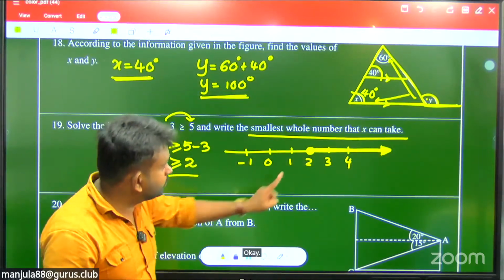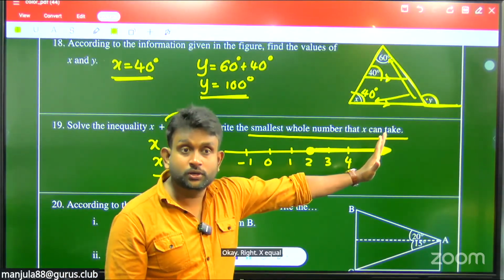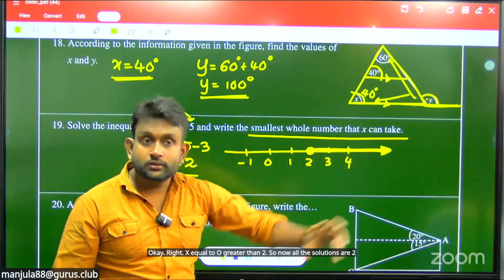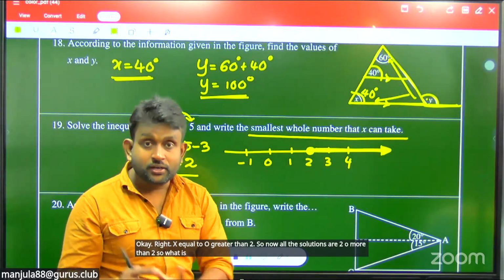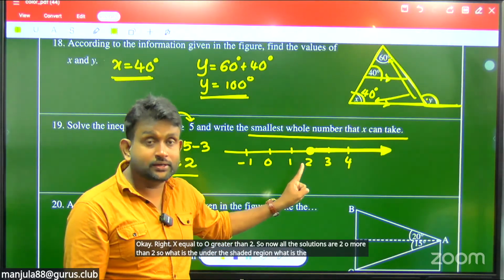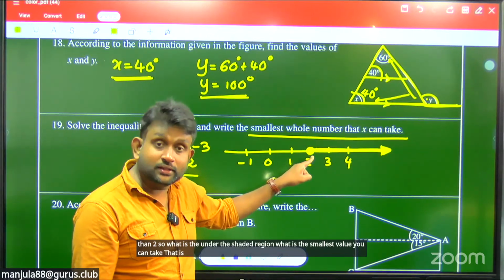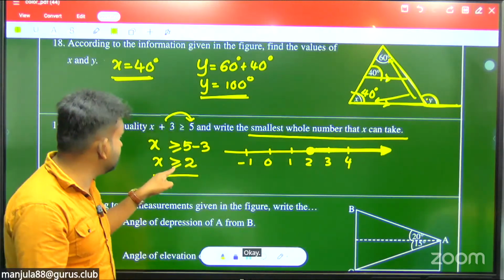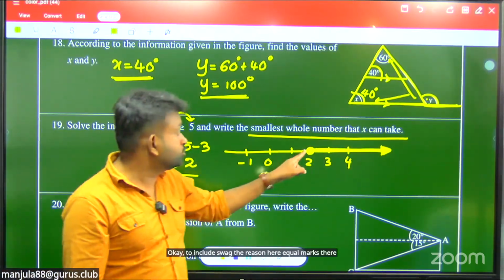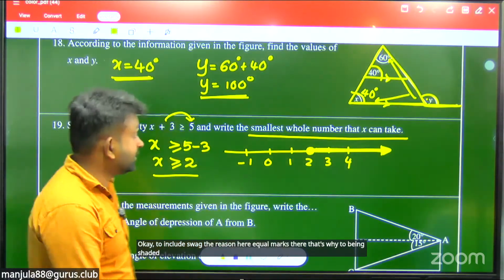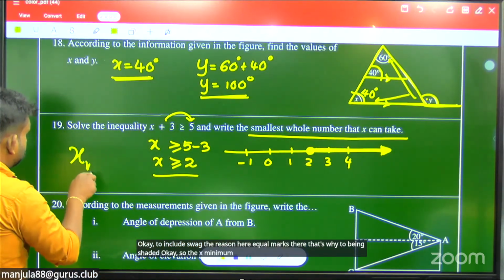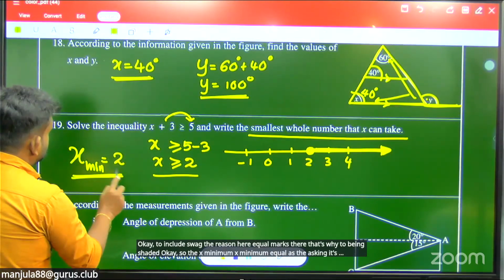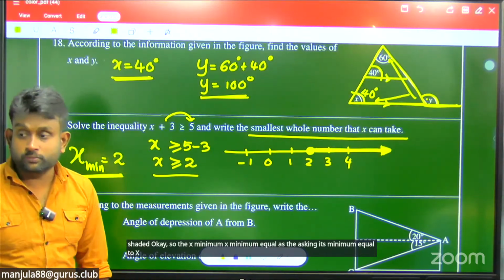Right, x is equal to or greater than 2. So now all the solutions are 2 or more than 2. Under the shaded region, what is the smallest value you can take? That is 2. The other values are 2 or more than 2. 2 is included because of the equal mark, that's why 2 is shaded. So the x minimum equals 2, as they are asking.